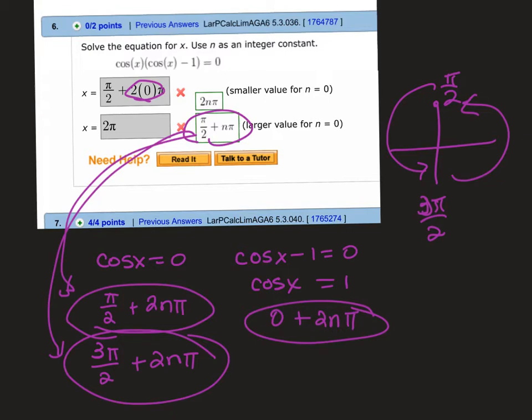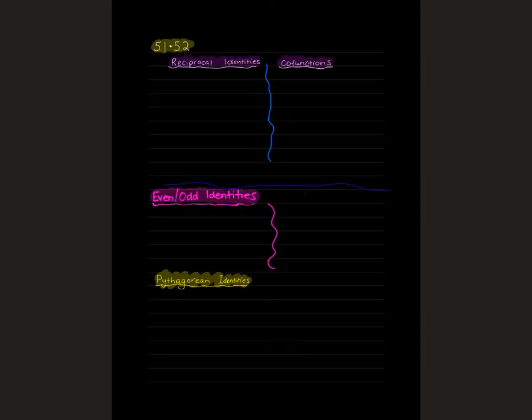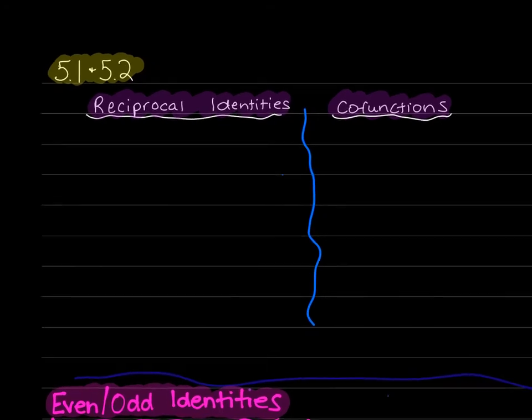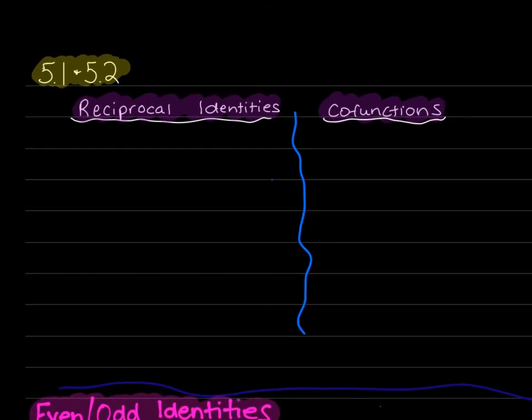Okay. All right. So 5.1 and 5.2 had the same bank of references. Okay. This is all of your identities, your fundamental identities.